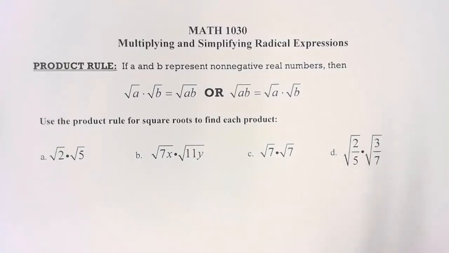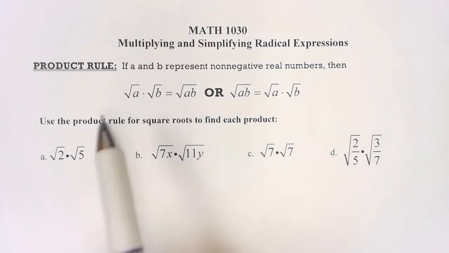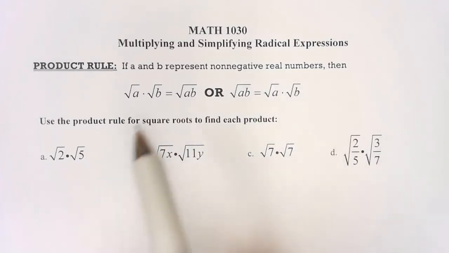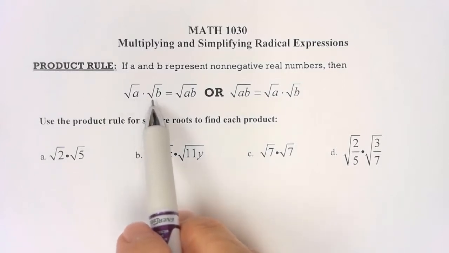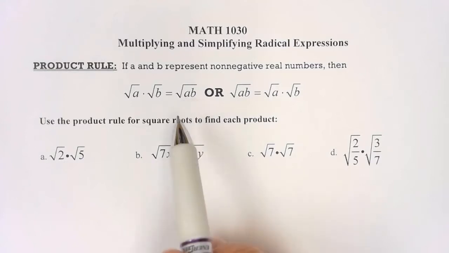Now we're going to be looking at multiplying and simplifying radical expressions. Our product rule: if a and b represent non-negative real numbers, then the square root of a times the square root of b is equal to the square root of the product ab.